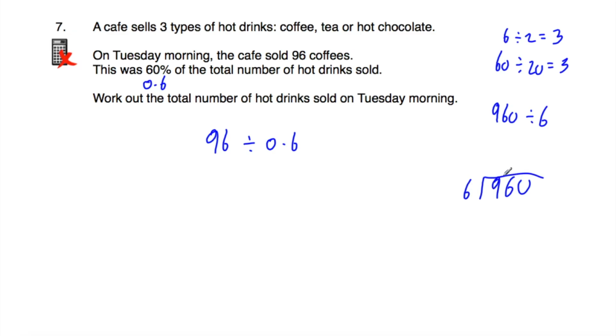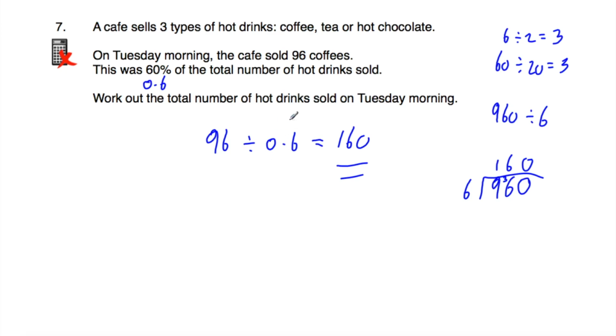So how many 6's go into 9? 1 remainder 3. How many 6's go into 36? Well, 6 times 6 is 36, that'll be 6. And how many 6's go into 0? That's going to be 0. So the answer would be 160. So 160 hot drinks were sold on Tuesday morning. And that's it. We just divided by the multiplier.